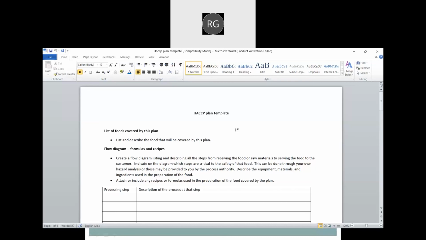This can be done through your own hazard analysis, or this may be provided to you by the process authority. Describe the equipment, materials, and ingredients used in the preparation of the food. Attach or include any recipes or formulas used in the preparation of the food covered by the plan.